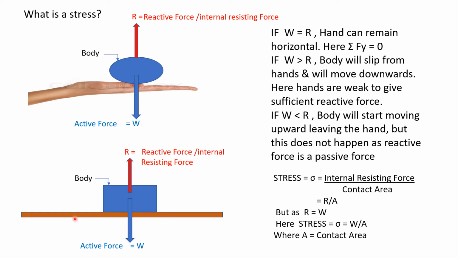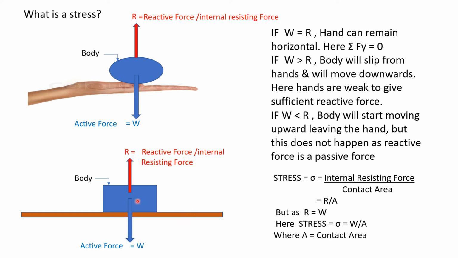Now here is a wooden platform and a body is kept here. The self-weight of each and every body is an active force and it will act vertically downward. Weight is equal to m into g, which is very similar to F is equal to m into a. So this weight will act vertically down.